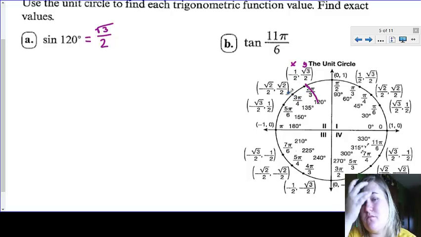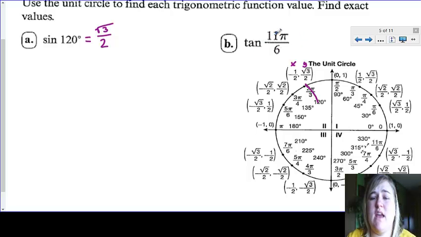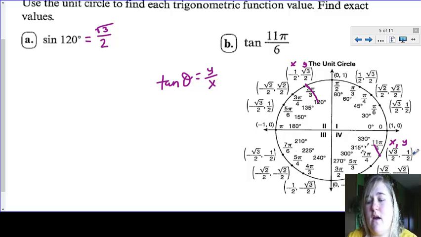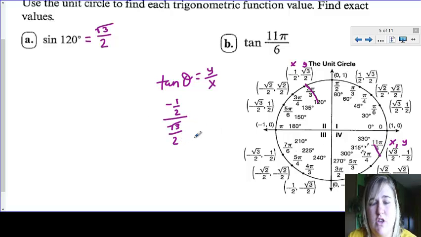Excuse me. If I'm talking about finding the tangent of 11 pi over 6, well, 11 pi over 6 is right here, and it goes with this ordered pair, which I can name x and y, I can label it. Well, we also have to remember that tangent of theta is equal to y over x, which you should have written down from the last slide. So you have to take the y value over the x value. So that is going to be negative 1/2 over x, which is radical 3 over 2.